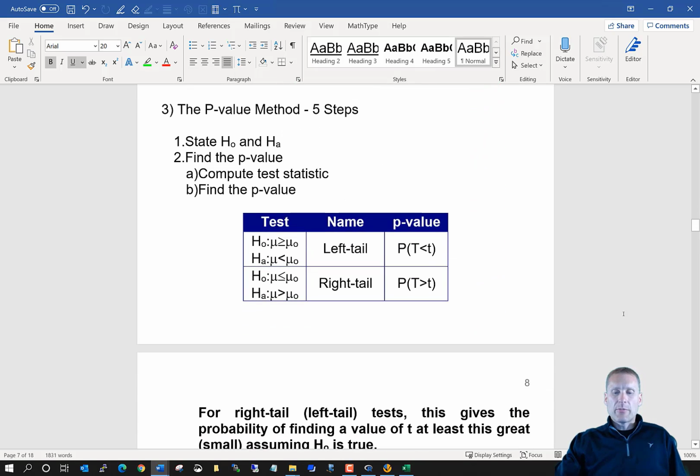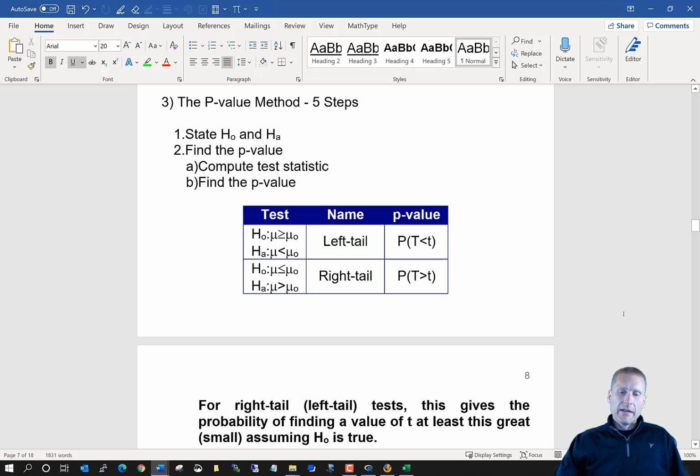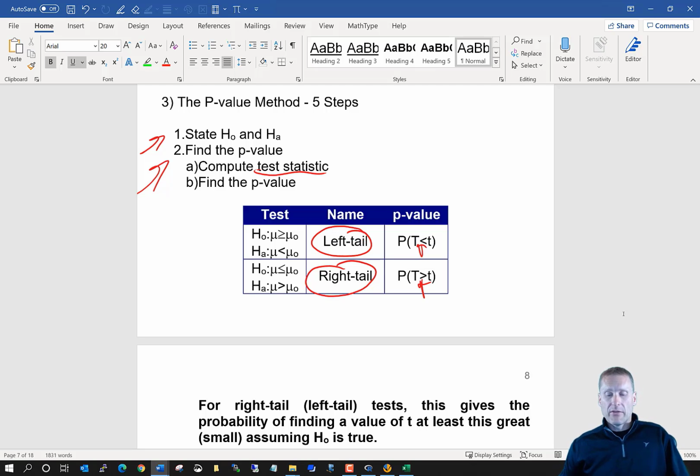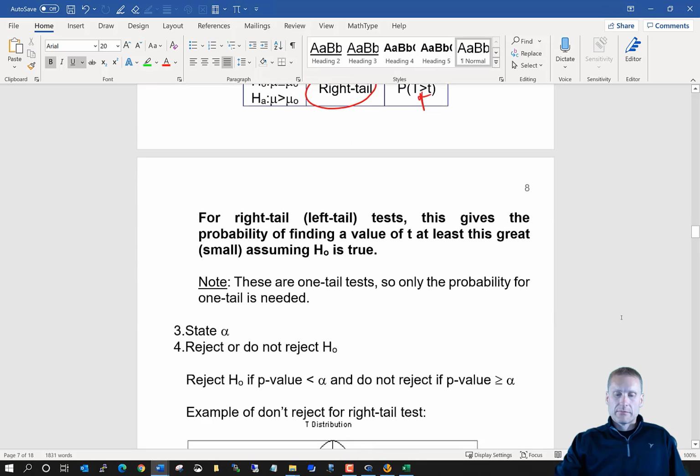Okay, next, let's talk about the p-value method. Step 1, H0 and HA. Step 2, find that p-value. Of course, you're going to need to calculate the test statistic first, then define the p-value. For a left-tailed test, notice how when I find that corresponding p-value, that probability value, I need to find the probability that a random variable t is to the left of what I actually observe. For a right-tailed test, the inequality sign is pointing to the right.